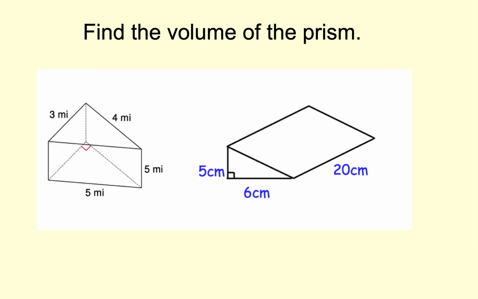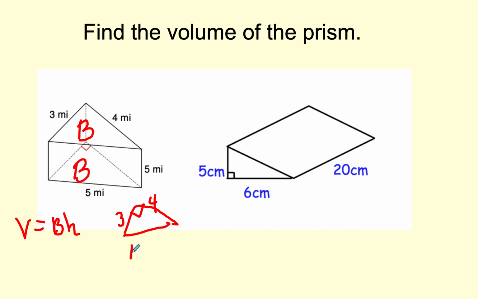All right, now let's go ahead and take a look at where the bases are other than a rectangle. So this base and this base are parallel, and they are triangles. So volume is equal to the area of the base times the height. The base is a right triangle, and it looks like this is 3 and this is 4.